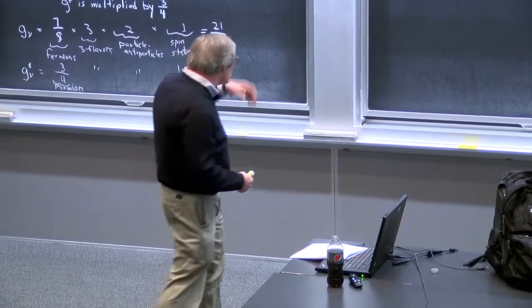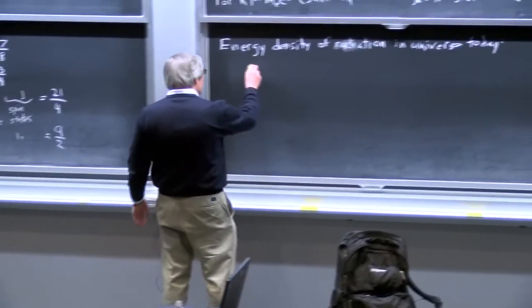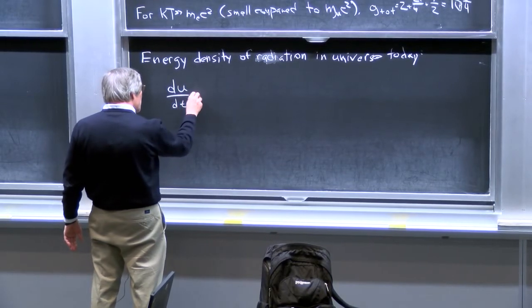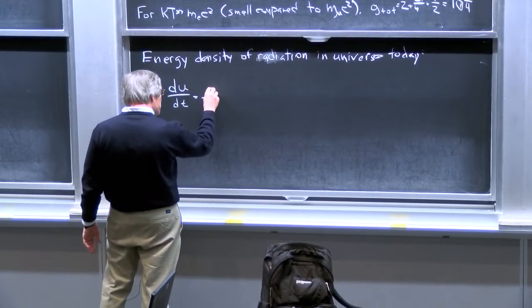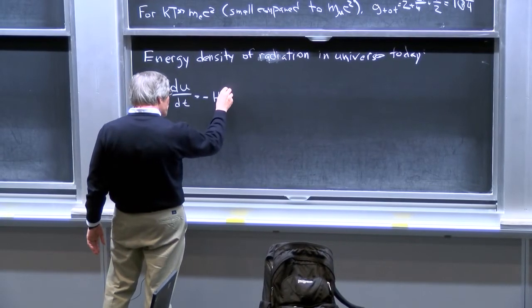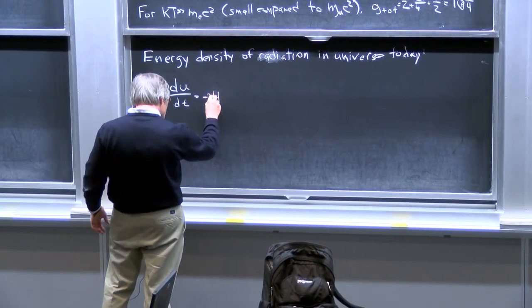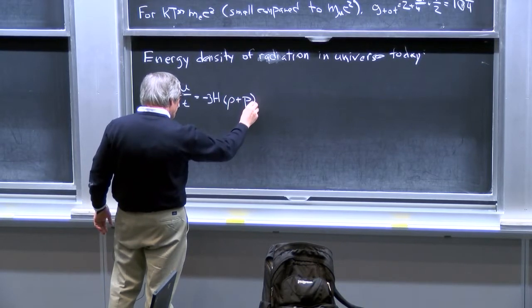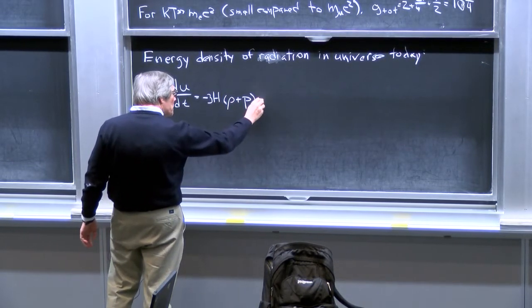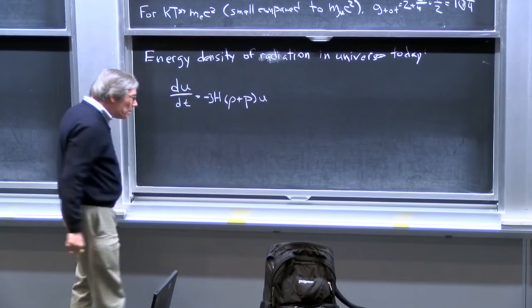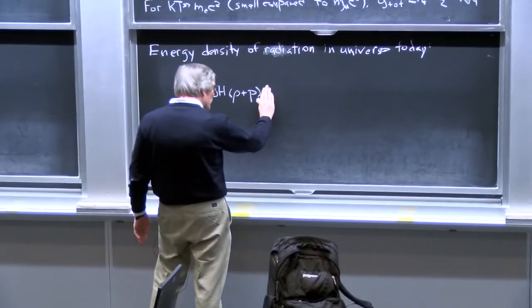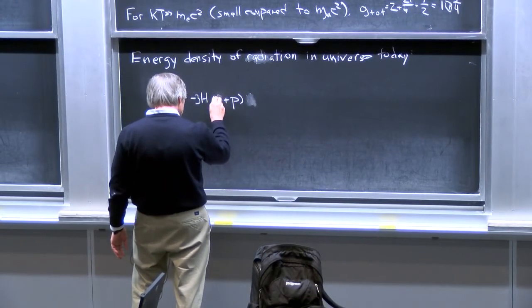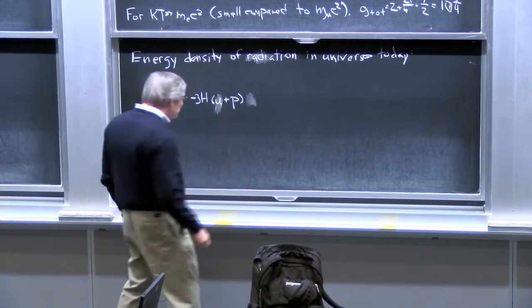And the reason why that is true is that we know that d rho dt is equal to minus 3H times rho plus p, times... I think I have this right. No, not times u. Yeah, I think this is right.